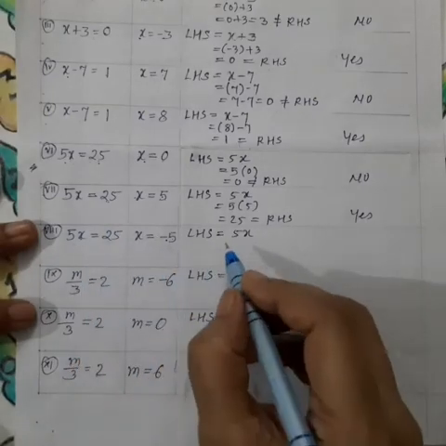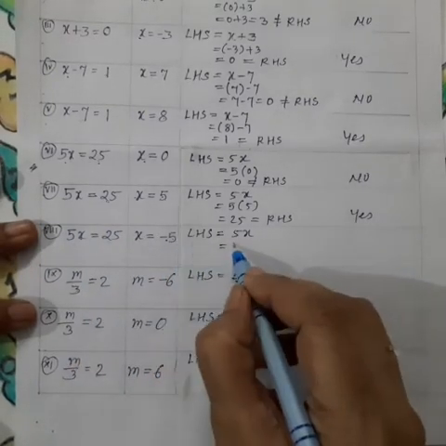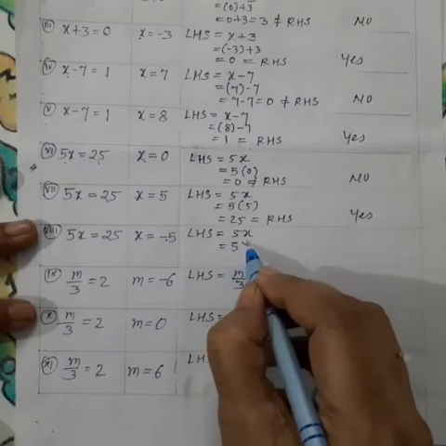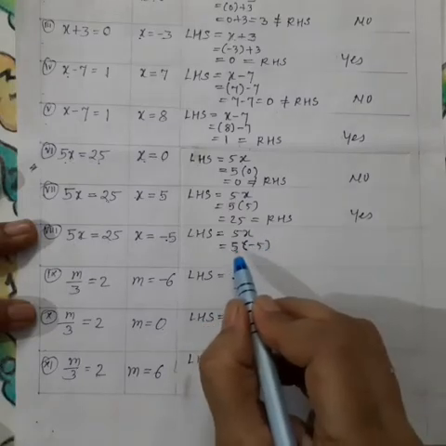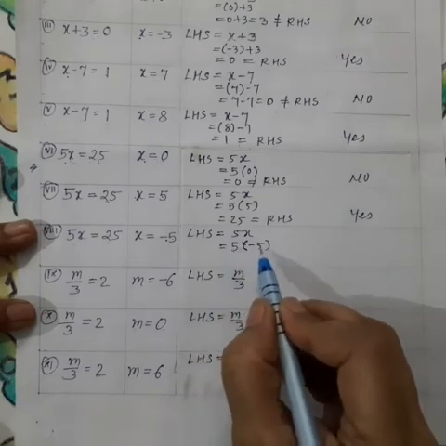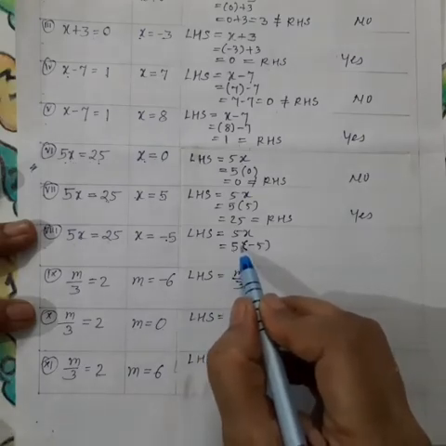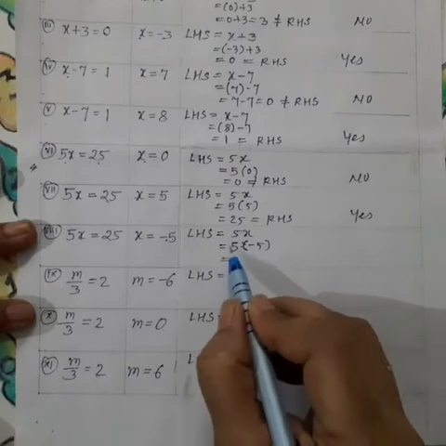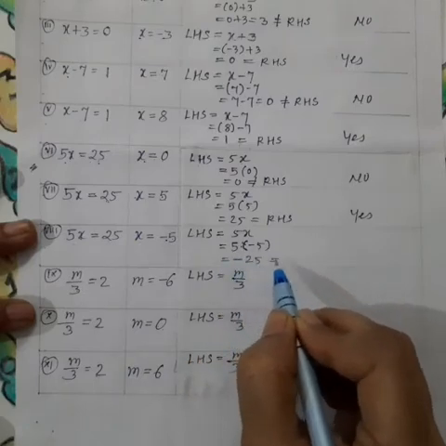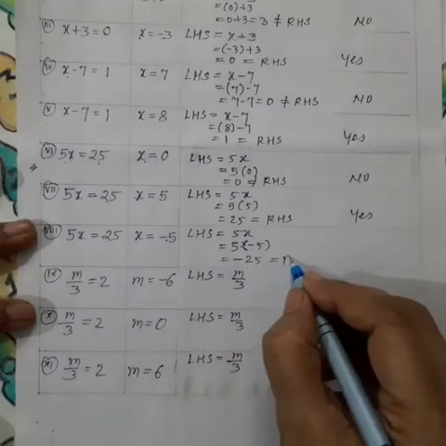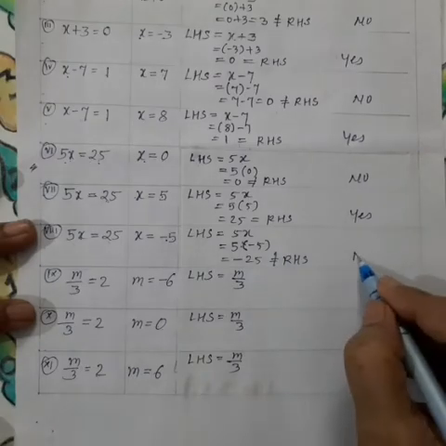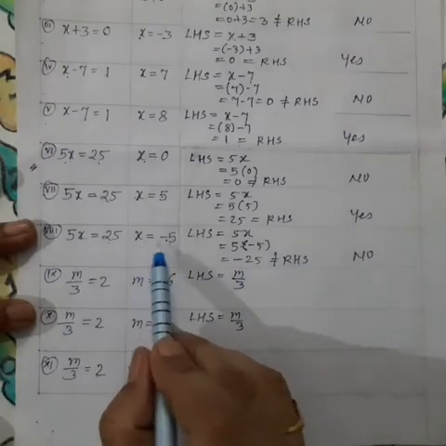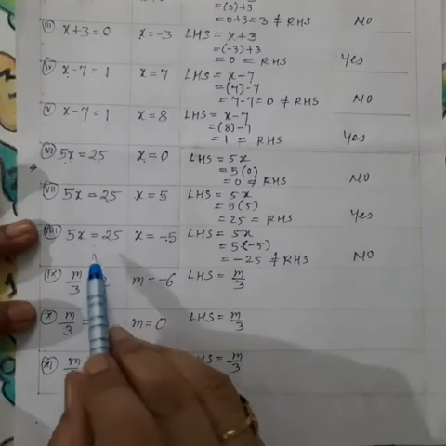Here we have to put x equal to minus 5. So this is 5, and at the place of x put minus 5. Here the sign of this 5 is plus and the sign of this 5 is minus, and here it is multiplication. So the sign will come minus, and 5 5s are 25. But our right hand side is 25. So it is not equal to our right hand side, and no, x equal to minus 5 is not the solution of this equation.